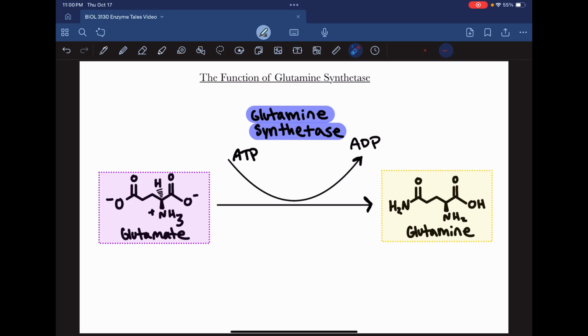This is the general function of glutamine synthetase. It catalyzes a reaction to synthesize glutamine from glutamate. It is ATP dependent. I will be describing the mechanism by which this reaction occurs.